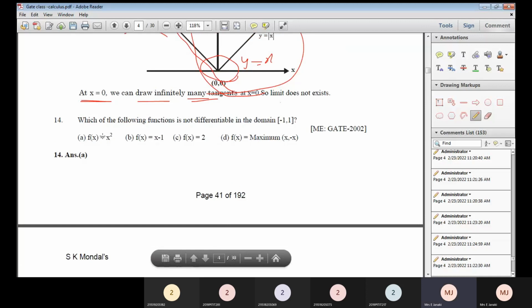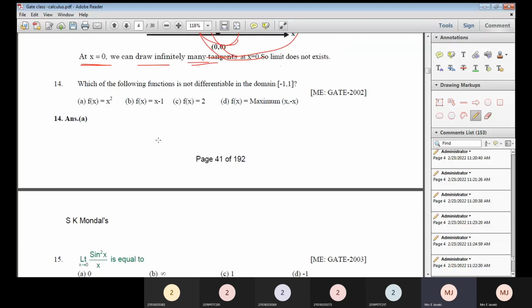Here a few functions are given. First one is f of x is equal to x square, f of x is equal to x minus 1, f of x is equal to 2, f of x is equal to maximum of x comma minus x. So which one is not differentiable? Yes, clearly f of x is equal to x square. This is not differentiable in the domain minus 1, 1.